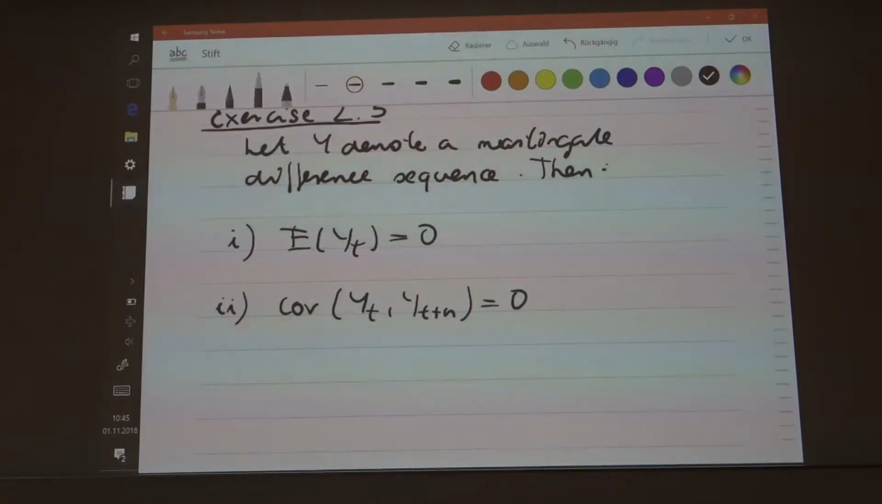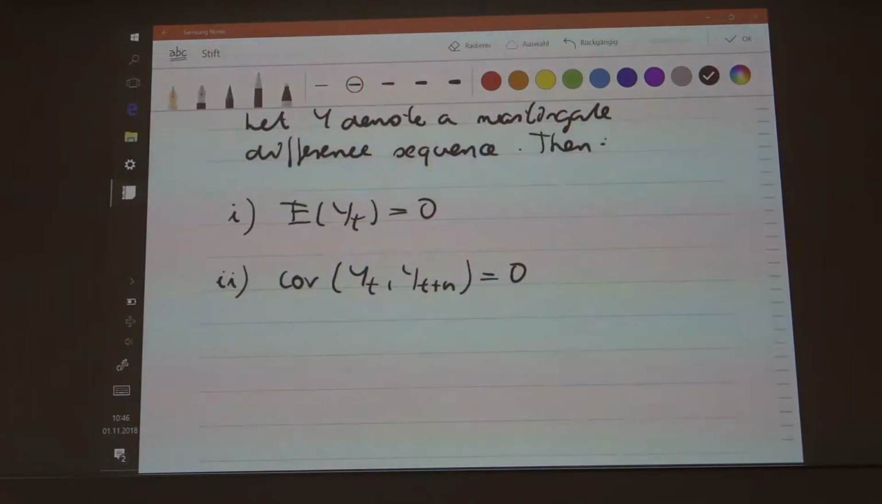But guys, please remember, these are just necessary conditions but not sufficient conditions for a Martingale difference sequence. Just because a process has an expectation of 0 and the autocovariance is 0, it doesn't necessarily mean that it's going to be a Martingale difference sequence. That's another thing. But if it's a Martingale difference sequence, then these are going to be the consequences.